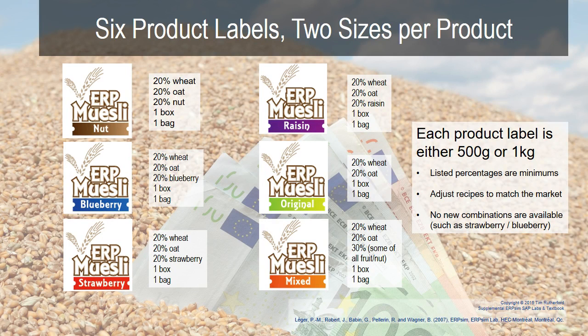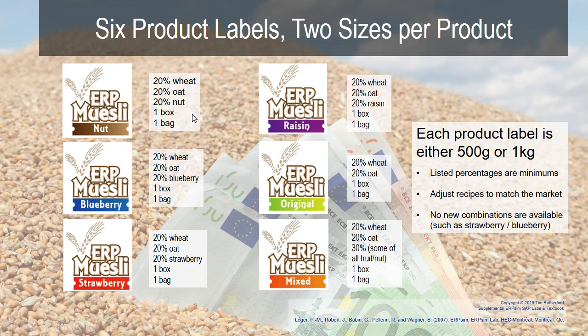So this is part of your strategy: adjusting your product. It's not something to be worried about the first time you're doing this, but as you're trying to be more competitive, that is something important to note. In addition, you can't make a new product. There are only these six products, and these are the minimum requirements for each one.